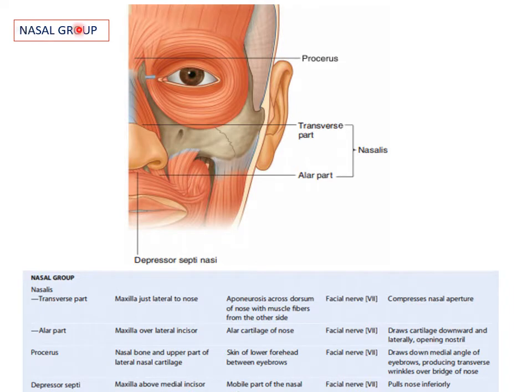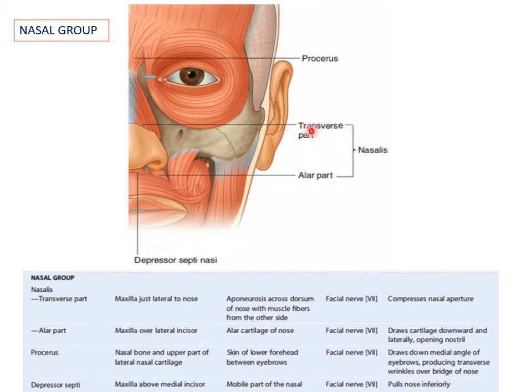Now we will start the nasal group. The nasal group has three muscles. The first is the procerus muscle. The other is the nasalis muscle. The nasalis muscle has two parts: this is the transverse part, and this is the alar part.